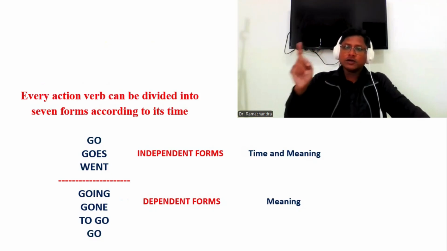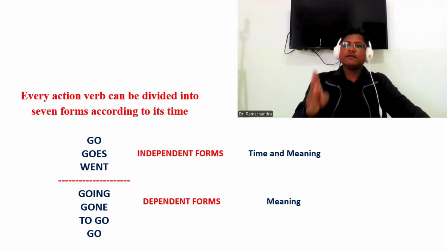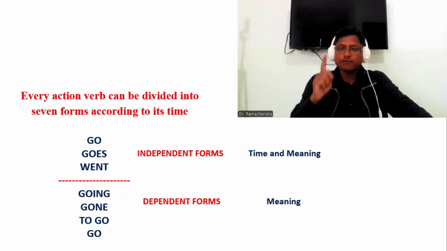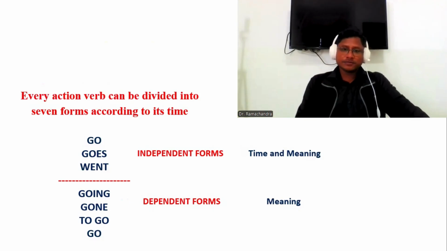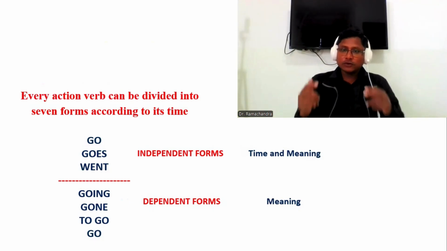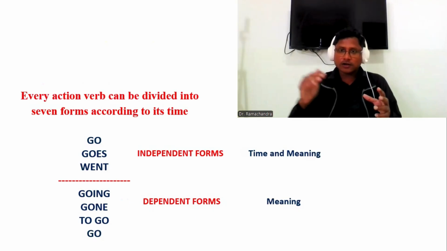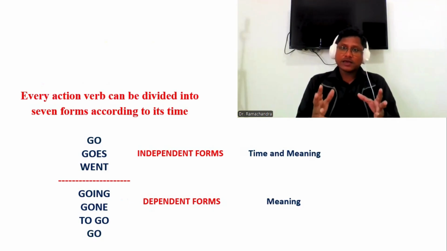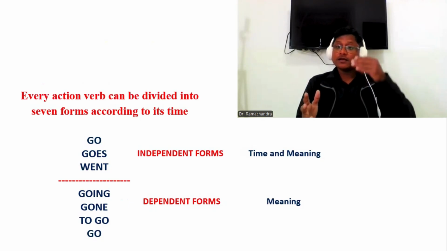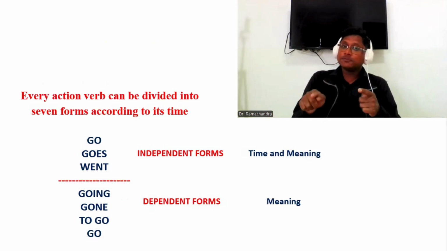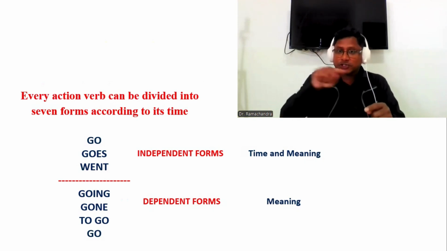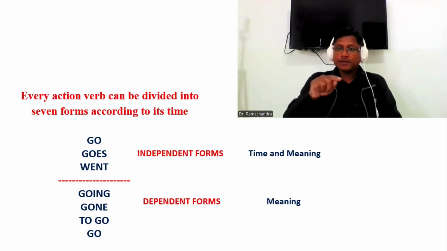So, without depending on any helping verb, these three forms give a complete and absolute meaning. That's why these forms are called independent forms in English. But look at the other forms, dependent forms. When you use these forms, going, gone, to go, and go, they have meaning. Action has meaning. But these four forms don't have time. To get time, these four forms depend on helping verbs. Helping verbs show time. Helping verbs have time.